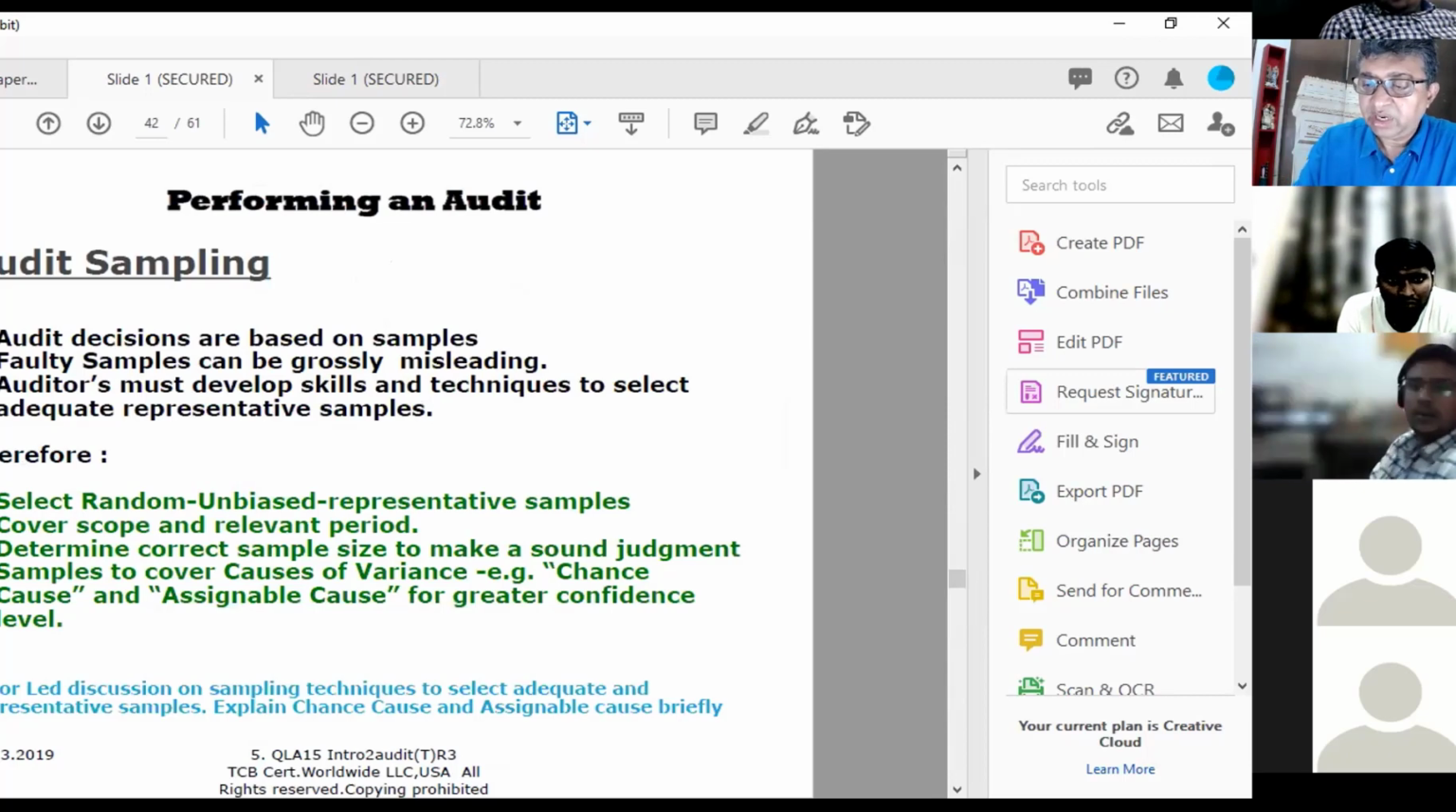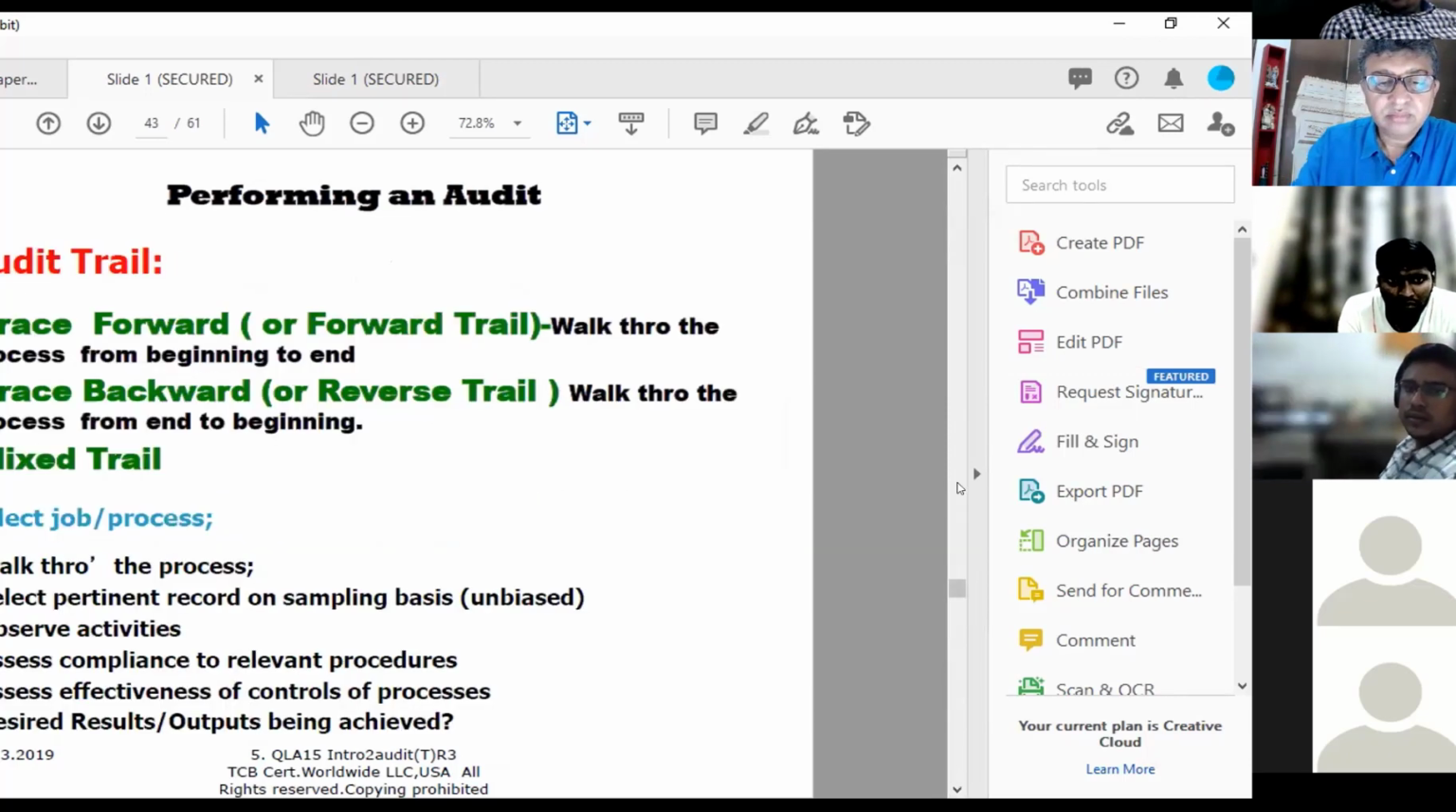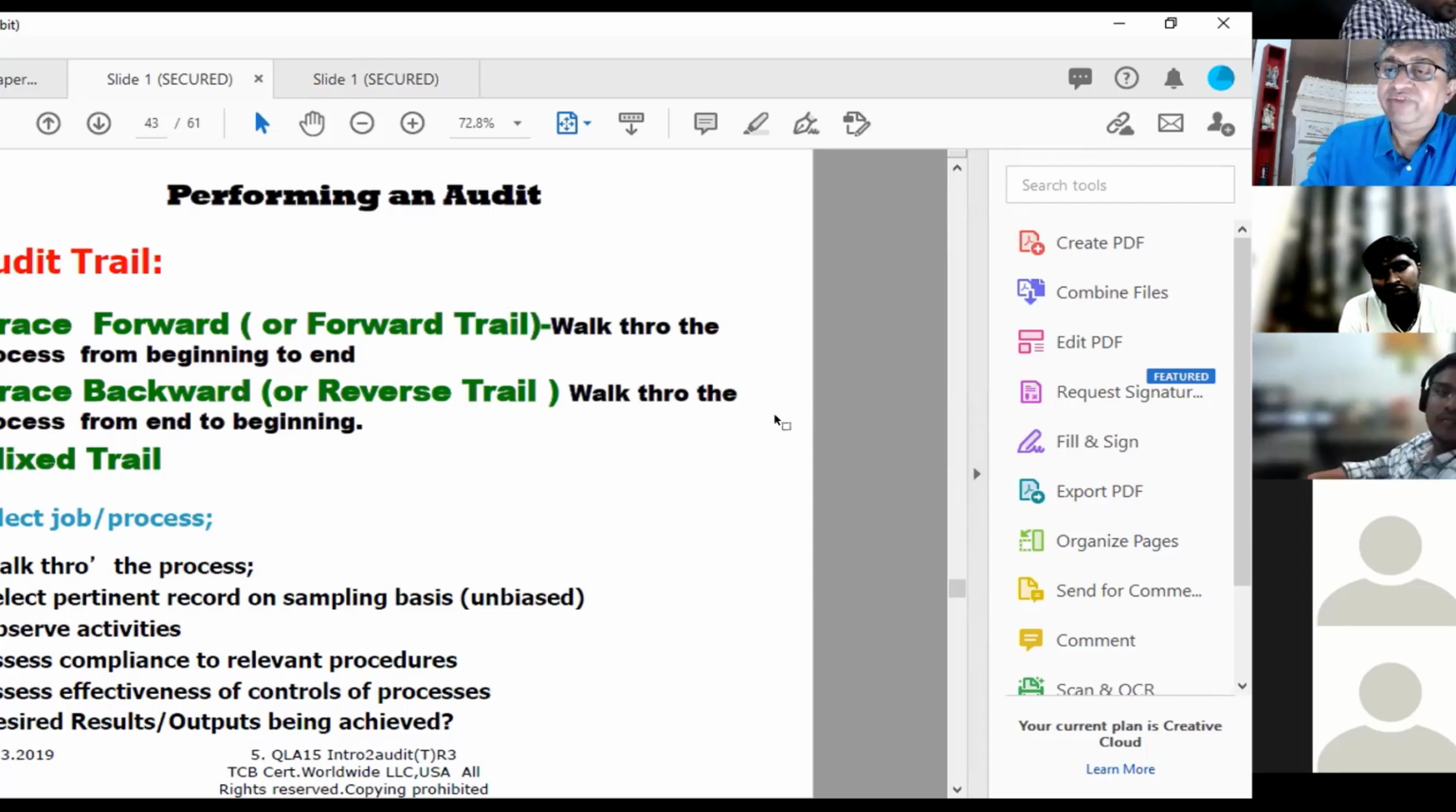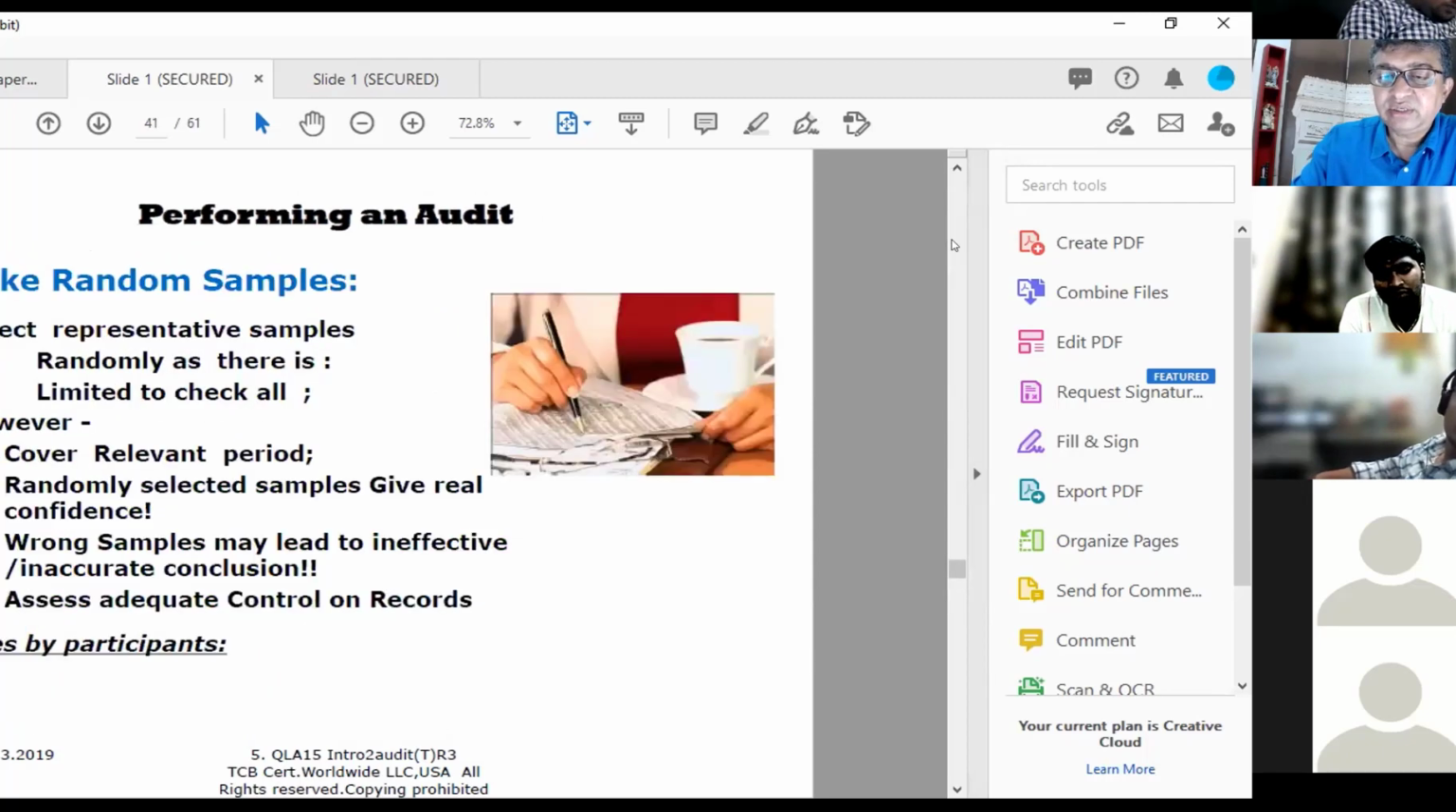Now, audit trail: trace forward, trace backward, and mixed trail. Trace forward is walking through the process from the beginning to the end. Trace backward means starting at the end point and going back to the beginning of the process. What it really means is this.